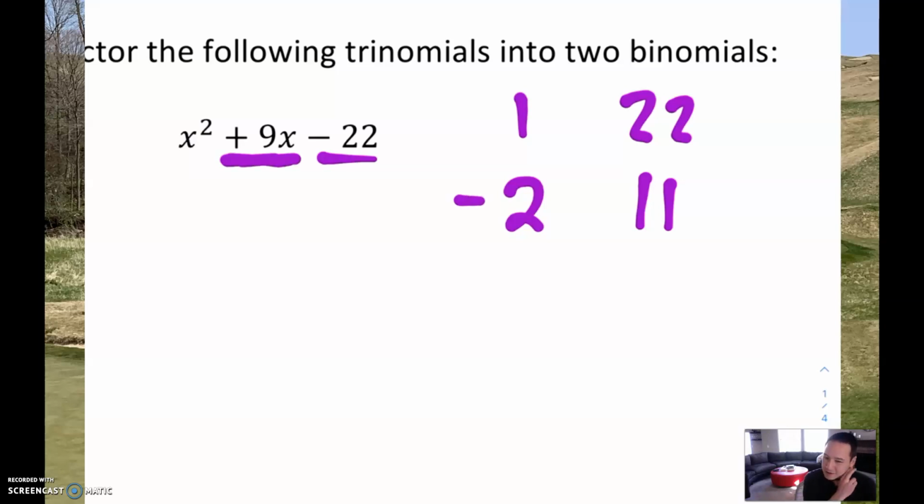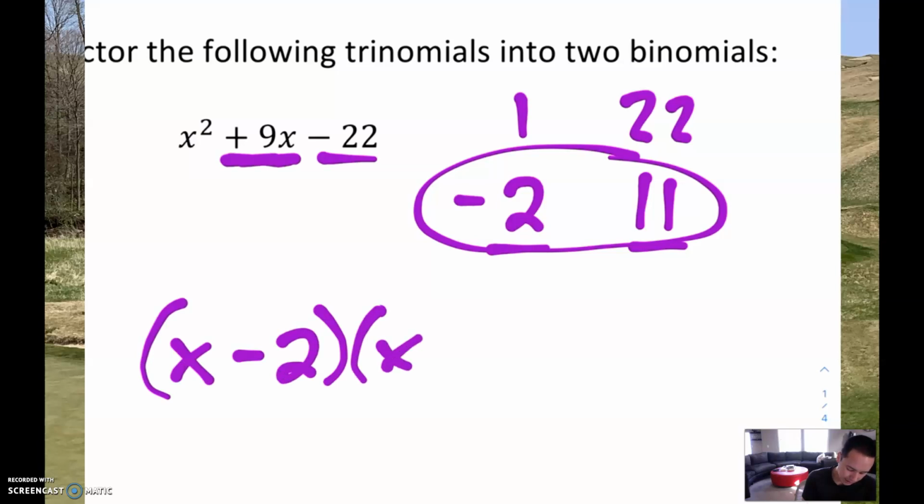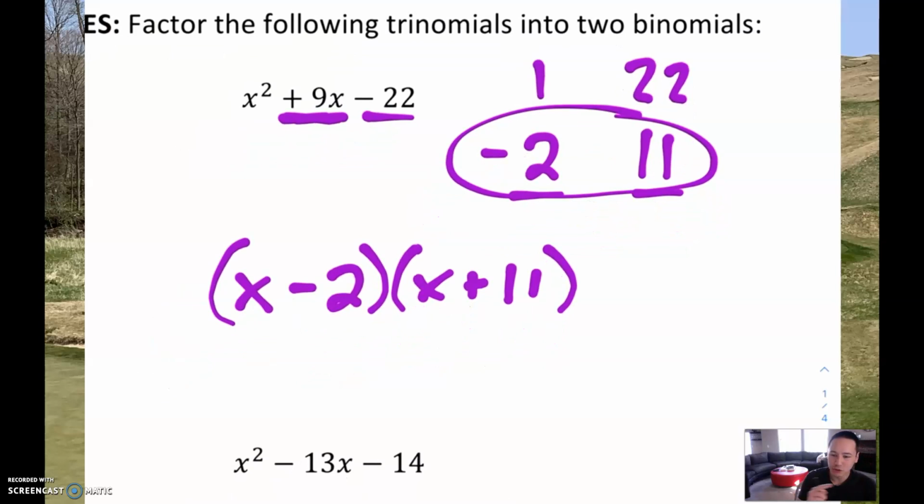So if I put a negative on the 2, if you take 11 subtract 2, that makes a 9. So that's going to be the combination that we want. It's going to be x minus 2 times x plus 11. And once again, you could always distribute your answer and do the box method, and you could check, and it would end up becoming this. So there's the first example.